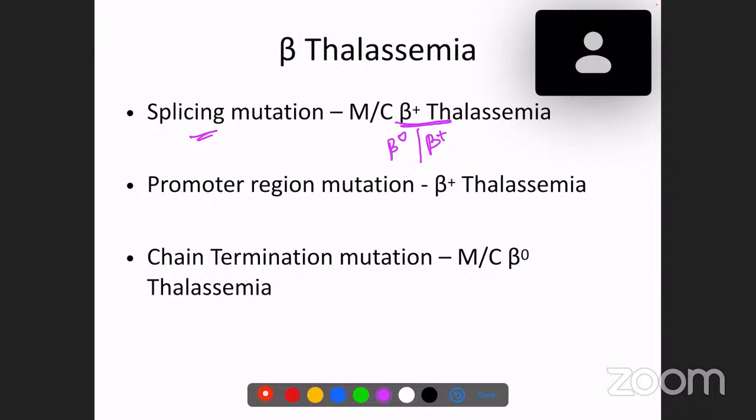Now it is chain termination mutation. For whatsoever reason, the chain is terminated because a stop codon was produced there. So whenever there is a chain termination mutation, definitely normal beta globin will not be produced at all. So the most common cause of beta 0 thalassemia is chain termination. The chain is terminated, so beta globin synthesis will be fully stopped. Most common cause of beta plus thalassemia is splicing mutation. Promoter region would cause beta plus, but the most common reason for beta plus is splicing. Beta 0 is chain termination.